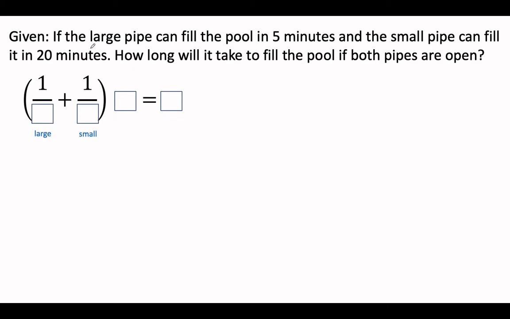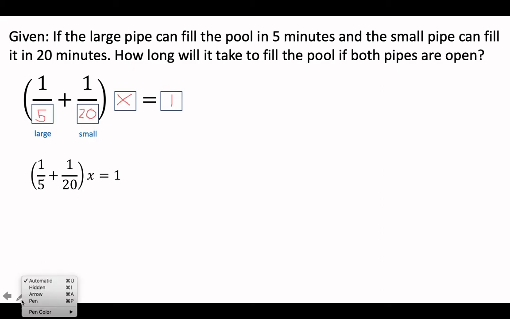If the large pipe is open, it will take the large pipe 5 minutes to fill the pool alone. For the small pipe, since it is small, it takes a longer time, so it takes 20 minutes to fill the pool alone. If they work together, that's what we're trying to find out, so we're going to let x, or any variable, represent that unknown. Then since they are working on one job, which is to fill the pool, that is 1. Now let us write them, and this will be our working equation: 1/5 plus 1 over 20 times x is equal to 1.